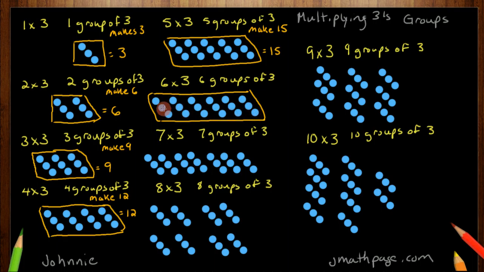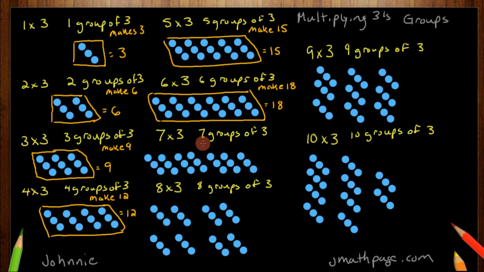Some of you might notice that there's 6 here, 6 here, and 6 here. So as much as there's 6 groups of 3, there's also 3 groups of 6. Works both ways, right? So we know 6 groups of 3 make 18. We can also say that 6 times 3 equals 18.